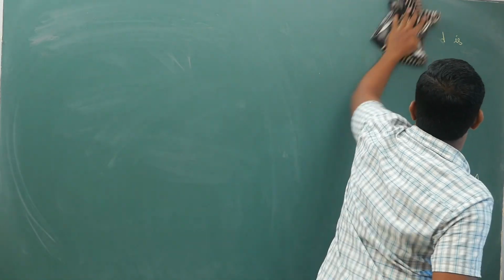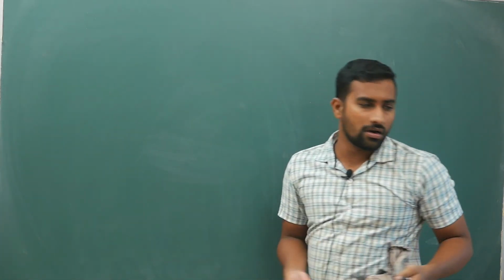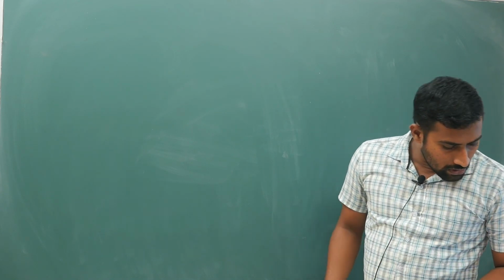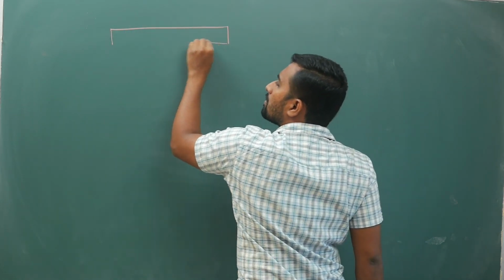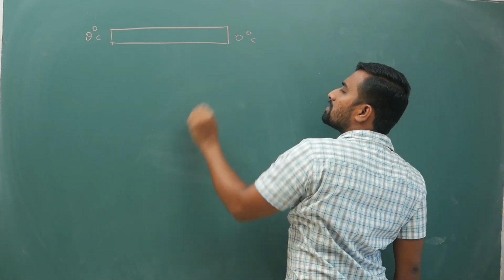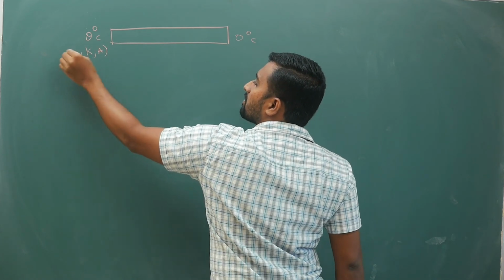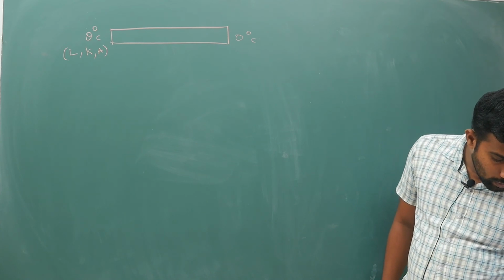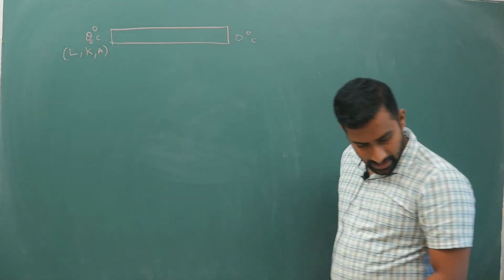Your next question is, you have a rod, and how is that rod, I will tell you. So your rod is like this. This end's temperature is theta degree centigrade, this end's temperature is 0 degree centigrade. Length is L, thermal conductivity is K, area of cross section is A. Okay, now this is of course theta naught degree centigrade.